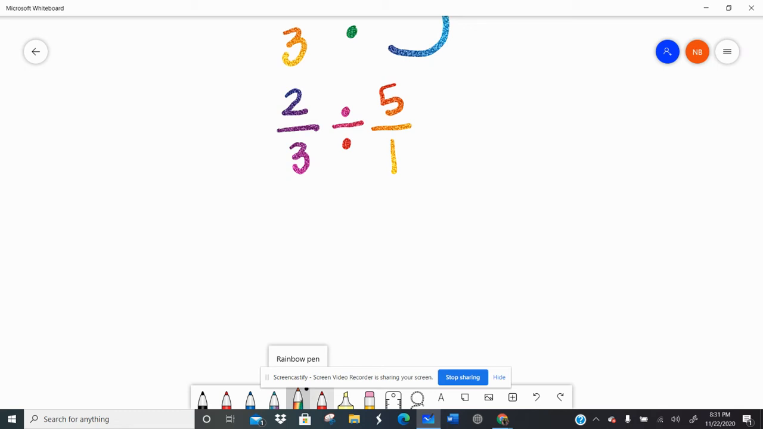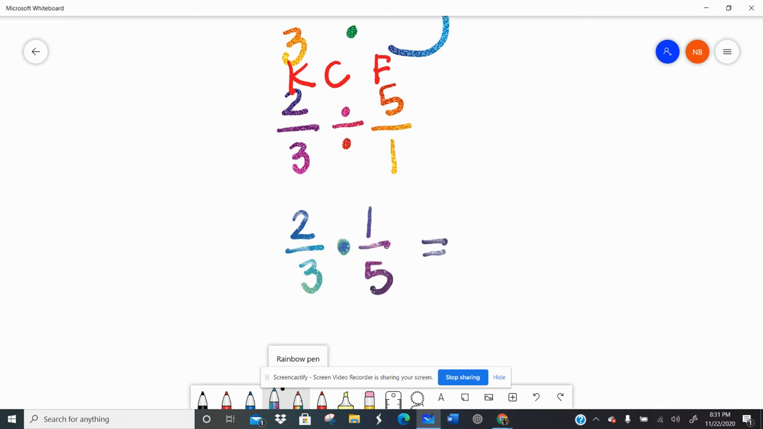So now that I have a fraction and a fraction, I'm going to keep, change, flip. Now remember, we only do this with division. So I keep my 2/3. I change division to multiplication, and then I flip that second fraction. 5/1 becomes 1/5. I see if I can cross simplify. 3 and 1, nope. 2 and 5, nope. So I just multiply across.